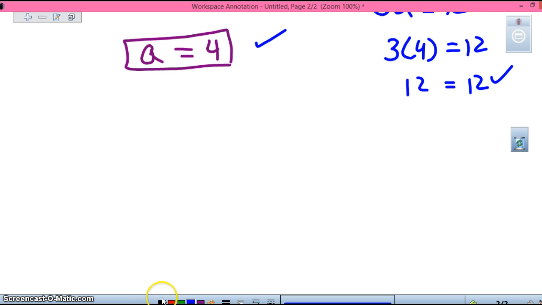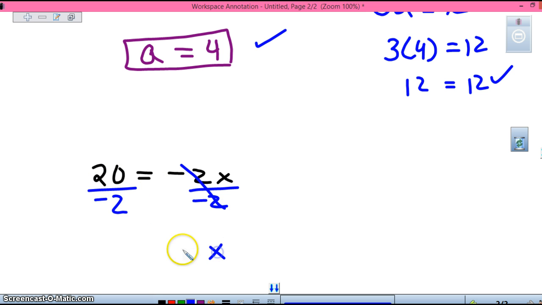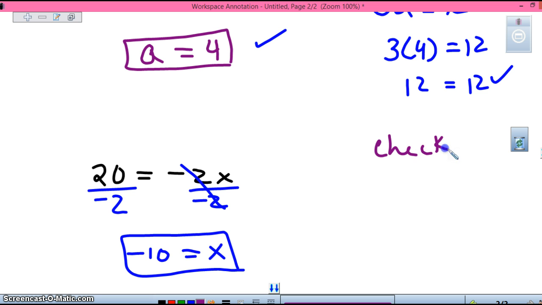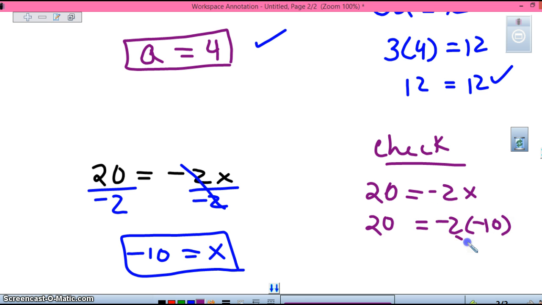Let's try this again. If we have 20 equals negative 2x, what's the inverse operation of multiplication? Division. What you do to one side, you do to the other. This means that x is equal to negative 10. Can we check? 20 equals negative 2 times x. 20 equals negative 2 times negative 10. Negative 2 times negative 10 is 20. Is this correct?